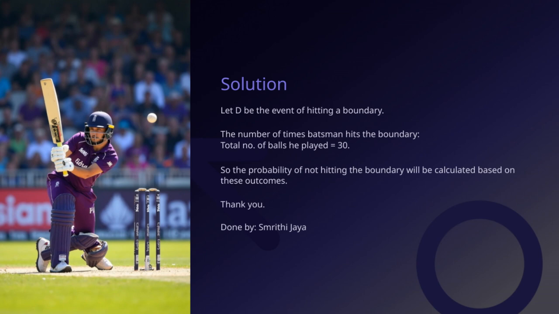The key takeaway is that by understanding the number of boundary hits relative to total balls, we can estimate the probability of not hitting a boundary. This kind of analysis is fundamental in cricket statistics, as it allows us to make informed predictions and evaluate a player's consistency.